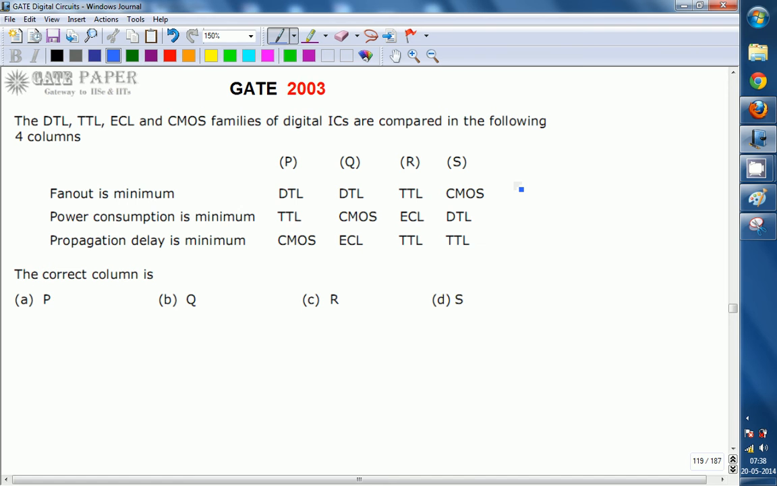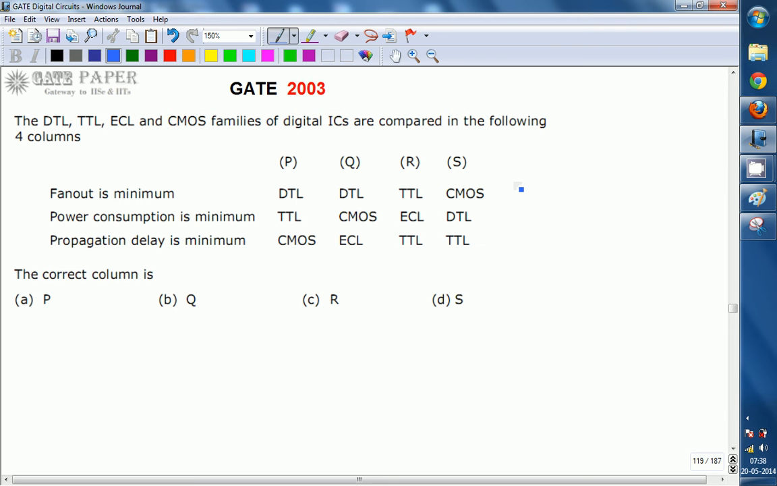DTL, TTL, ECL and CMOS logic families are compared in the four columns with respect to fan out, power consumption and propagation delay. Fan out is minimum in which logic family, power consumption is minimum in which logic family, and in which logic family is propagation delay minimum? So which column is going to give the correct answers?